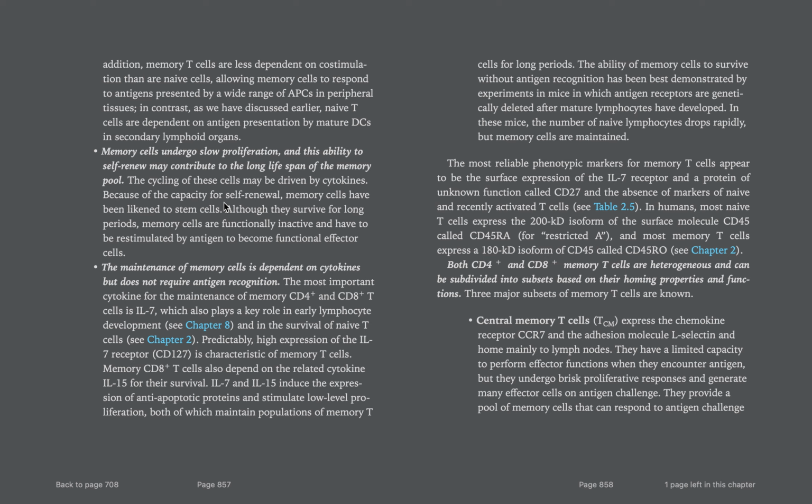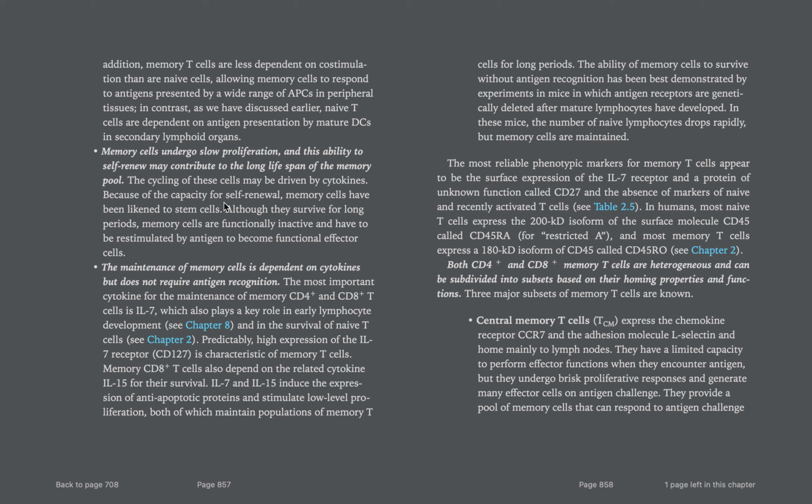In humans, most naive T cells express a 200 kD isoform of the surface molecule CD45, or CD45RA, and most memory T cells express a 180 kD isoform of CD45 called RO. Both CD4 and CD8 memory T cells are heterogeneous and can be subdivided into subsets based on their homing properties and function. Three main subsets of memory T cells are known.